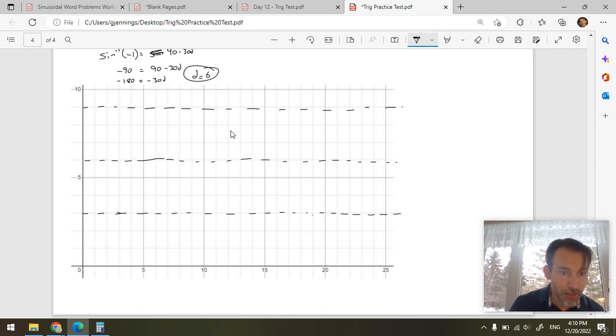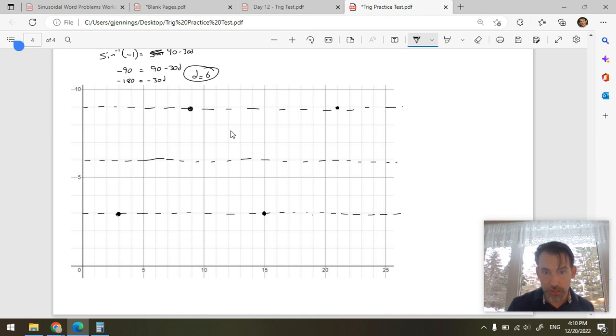Here, 3. At 3 in the morning it was at a minimum. At 9 in the morning it was at a maximum. So those are there. Now use your period. So 3 plus 12 gives you 15. It's going to be another minimum at 3 p.m. and another maximum at 9 p.m. So that's 15 and indeed 21 there.